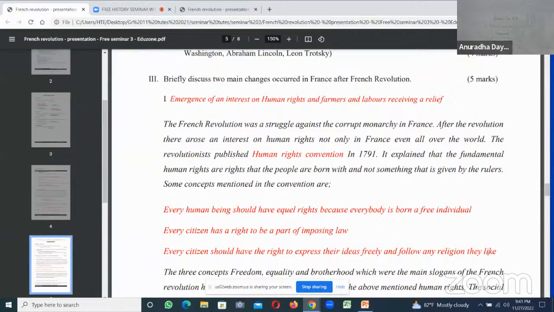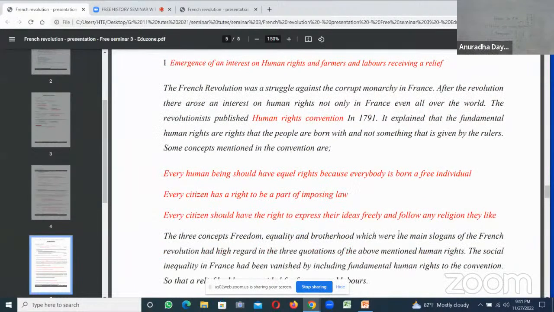So, some of the ideas of Voltaire. The three concepts of freedom, equality, and brotherhood, which were the main slogans of the French Revolution, had high regard in the three quotations of the above mentioned human rights. The social inequality in France had been banished by including fundamental human rights in the constitution, so that relief was given to farmers and laborers.